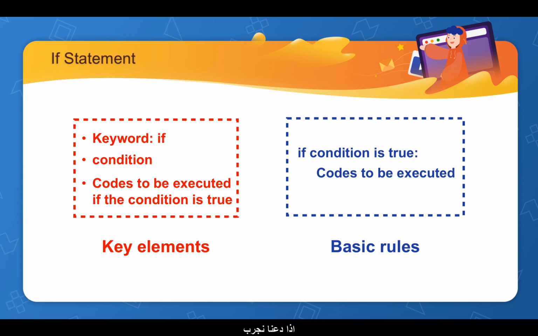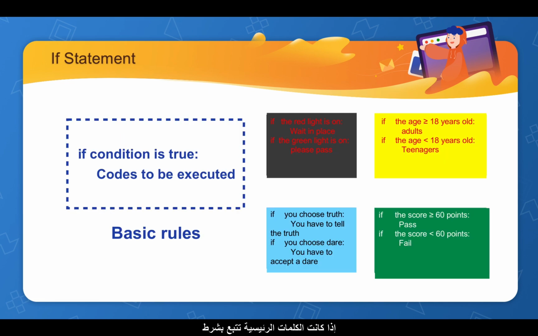So let's try to use the pattern to describe judgment. The if keyword is followed by the condition that the red light is on. Only if the condition is true, we will execute the code of waiting in place. And then, the if keyword followed by the condition that the green light is on. Only if the condition is true, we will execute the code of passing or crossing the street.